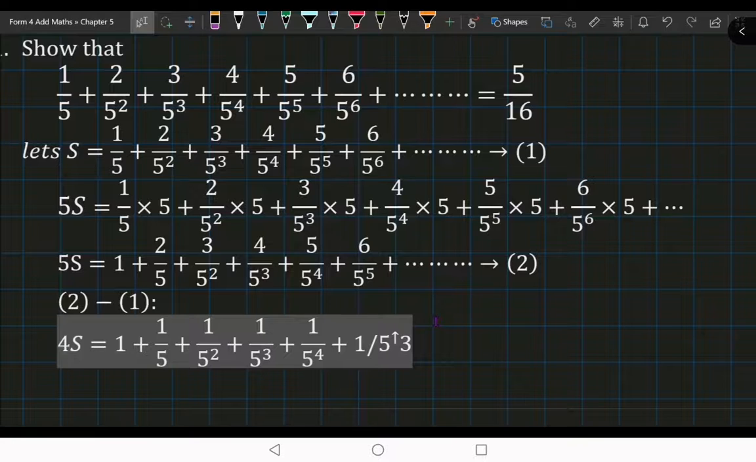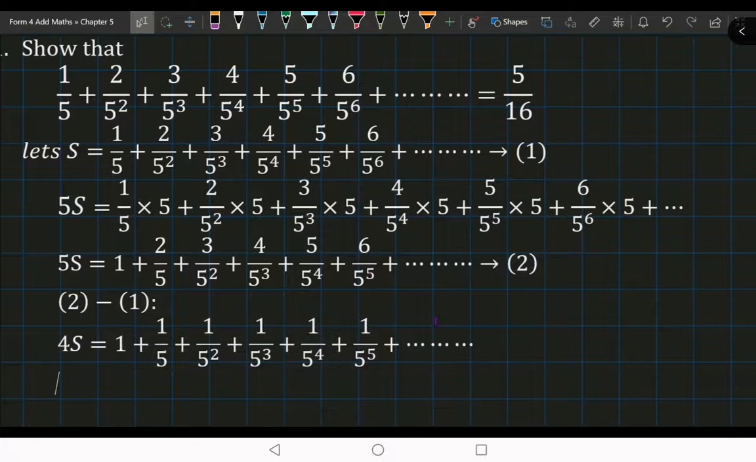And so we can continue like this. You can keep adding terms until infinity. So what does this mean? We are going to use the sum to infinity.